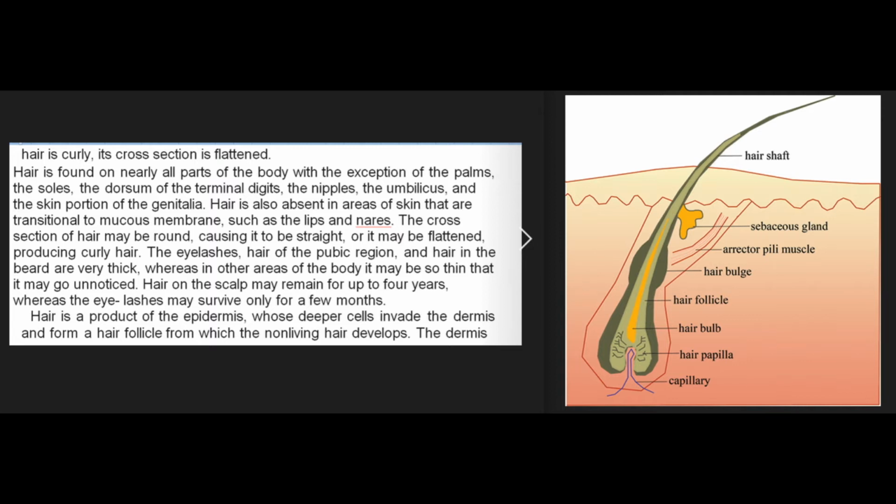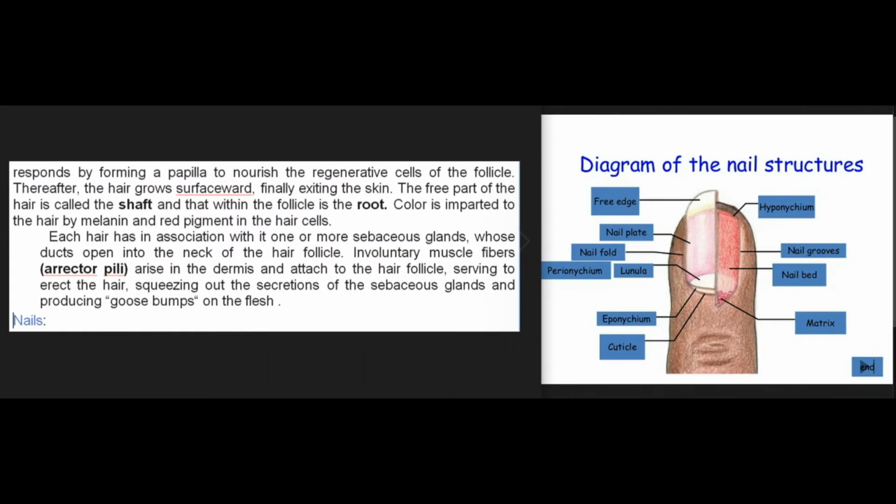Hair on the scalp may remain for up to 4 years, whereas the eyelashes may survive only for a few months. Hair is a product of the epidermis, whose deeper cells invade the dermis and form a hair follicle from which the non-living hair develops. The dermis responds by forming a papilla to nourish the regenerative cells of the follicle. Thereafter, the hair grows surfaceward, finally exiting the skin. The free part of the hair is called the shaft, and that within the follicle is the root. Color is imparted to the hair by melanin and red pigment in the hair cells.